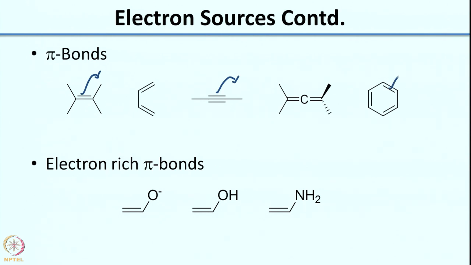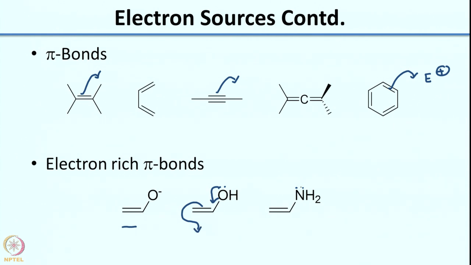You've also looked at aromatic reactions where your aromatic ring is actually a source of electrons and it grabs an electrophile in your electrophilic aromatic substitution reactions. The other example is where you have electron rich pi bonds. The example would be an enolate. So here you have a charge on the oxygen. You can also have neutral species, like the enol. So typically you have lone pairs here, and it is a carbon center that usually interacts with an electrophilic species.